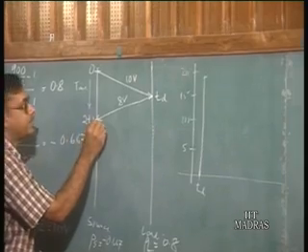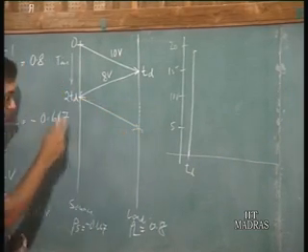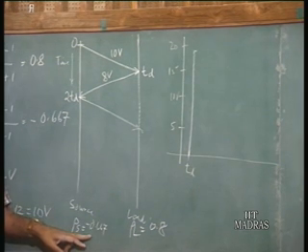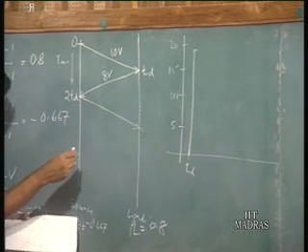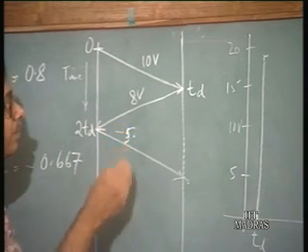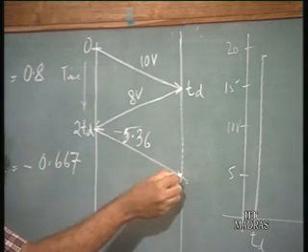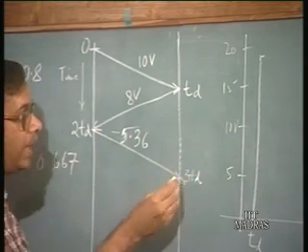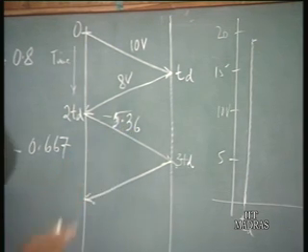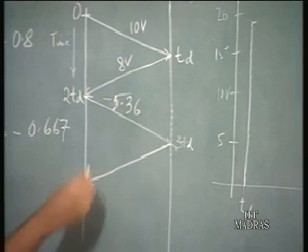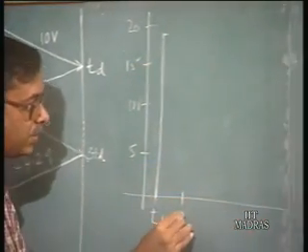Again we come back to this diagram. This 8 volts has gone back to the source end. Now it is going to get reflected from the source end with a reflection coefficient equal to minus 0.667. So 8 into minus 0.667 gives us minus 5.36. This is going to reach the load end at 3 Td, and then again you have another reflection at 3 Td. The value here is going to be 0.8 times minus 5.36, which is minus 4.29.